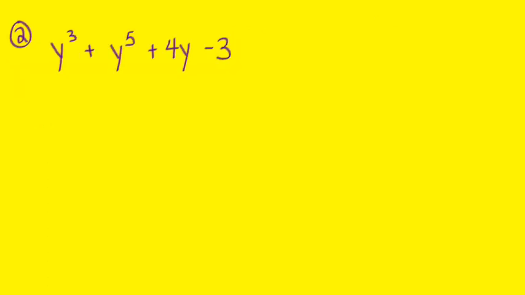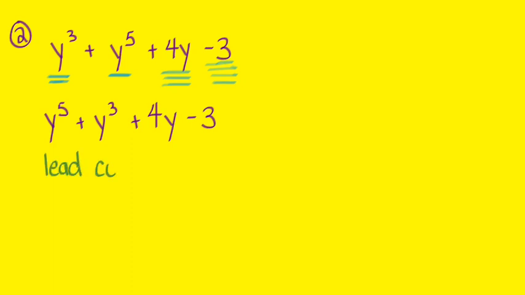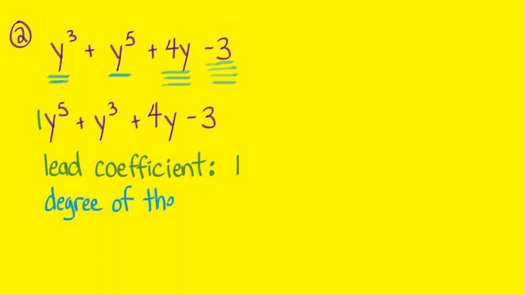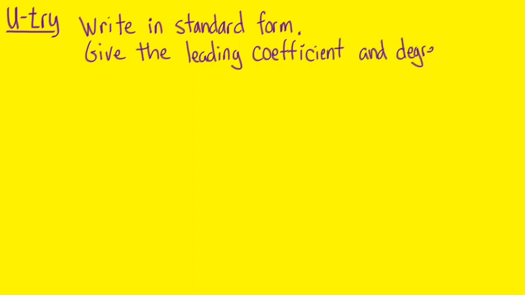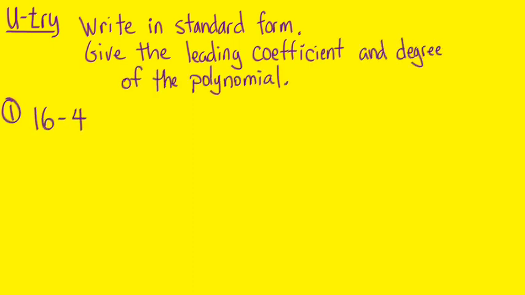So right now we're learning the skill of putting them in highest degree first, right? So you can see this is going to come first, followed by this, third, and fourth. And we just rewrite it in standard form, and we identify the lead coefficient here as 1, right? And the degree of this polynomial is 5. Go ahead and try these. Don't forget to give the lead coefficient and the degree of the polynomial.